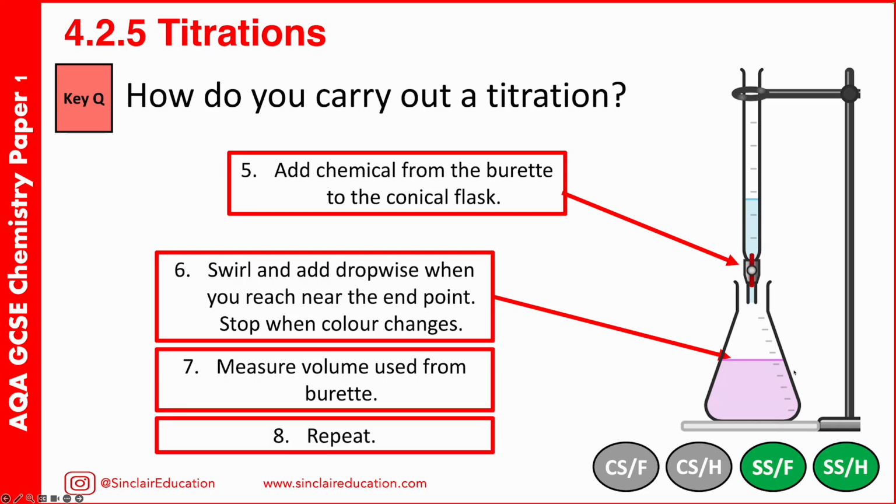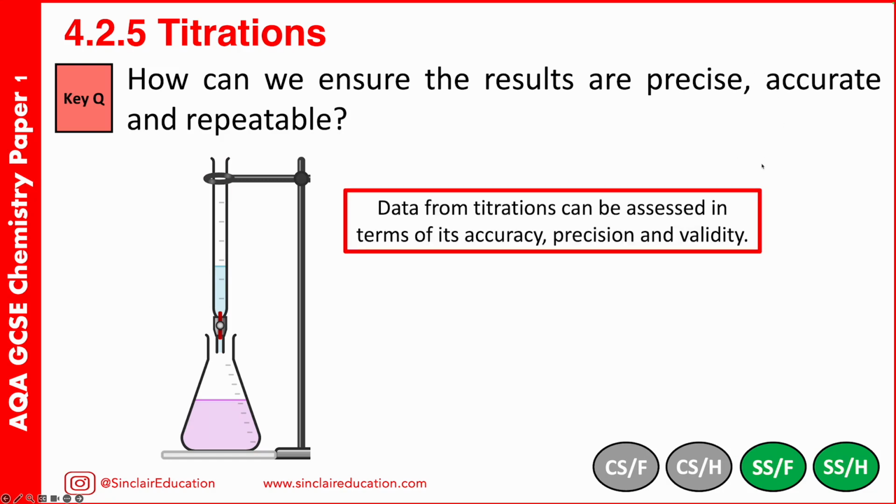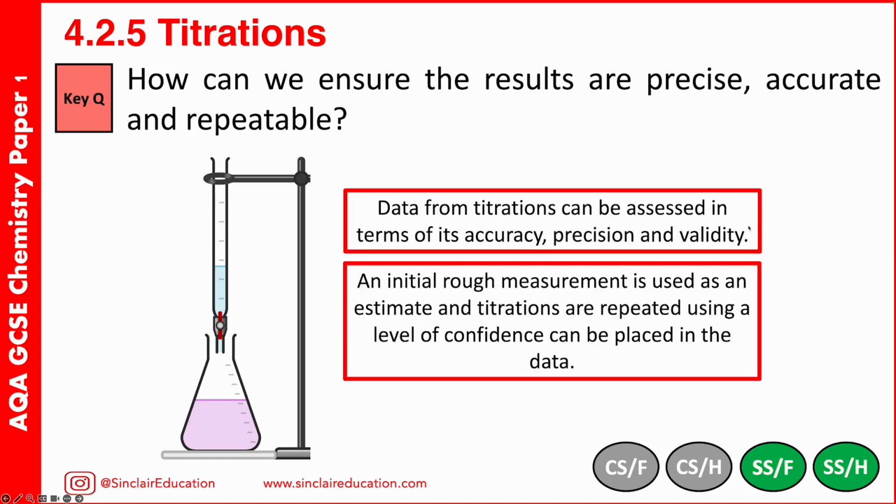What we should then do is repeat this at least 5 times, and what you're looking for is 3 concordant results that are within 0.1 of each other. So to make sure this is precise, accurate and repeatable, we need to make sure we've done these repeats, but to have a good idea about where we need to start adding drop by drop, before we do our real titrations, we'll normally do what's called a rough titre first.